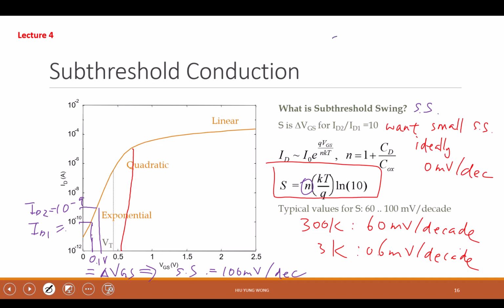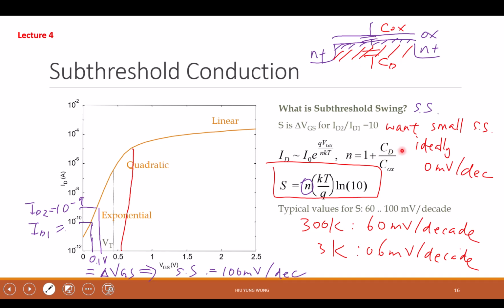What is the N? You have an oxide, then you have a capacitor, right? This is your N plus, this is your N plus. This is the region where you form the channel. But at the same time, you also have a depletion region. This is the depletion region. This is CD, this is COX. It also depends on this CD, the depletion layer, just due to the potential divider effect. So N equals 1 plus CD divided by COX.